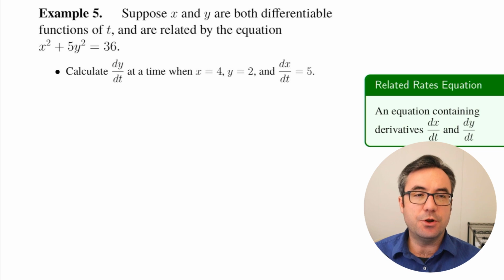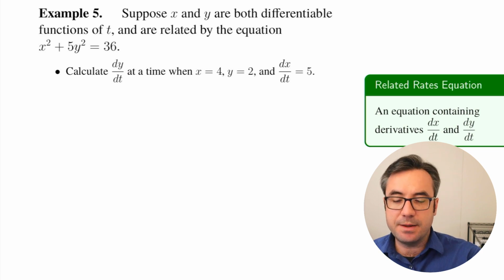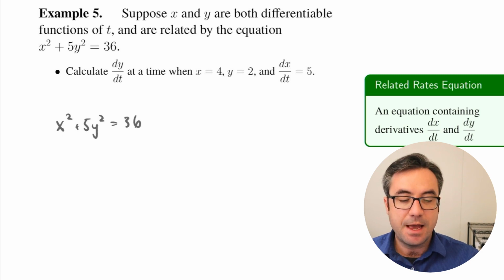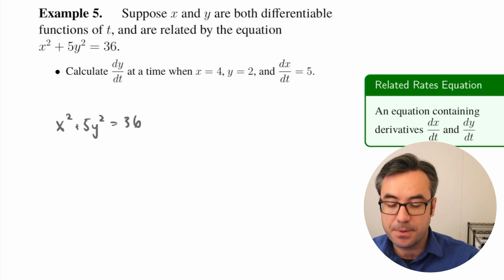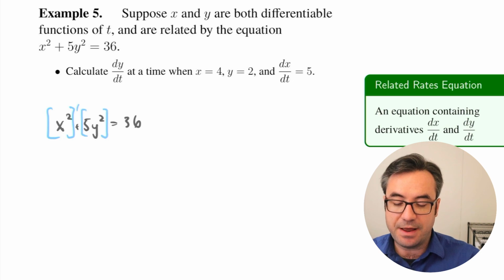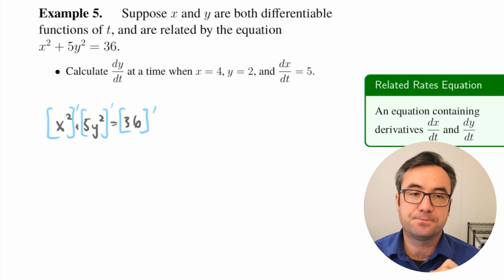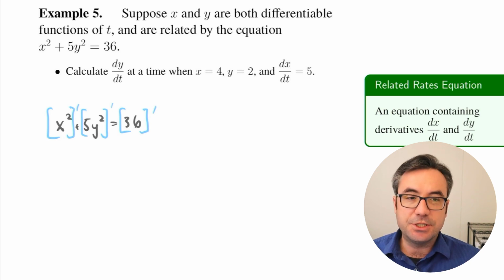The way we're going to do this is similar to our implicit differentiation technique. We're going to start with our equation, x squared plus 5y squared is equal to 36. Then we're going to go through and apply the derivative to each distinct term. So we apply the derivative to the x squared, we apply the derivative to that 5y squared, and then to the 36. All right, so now we differentiate.